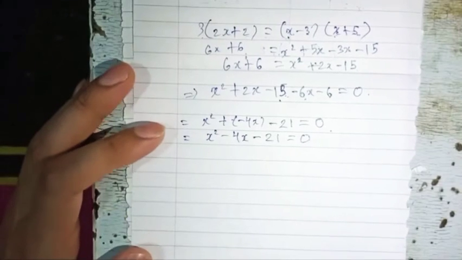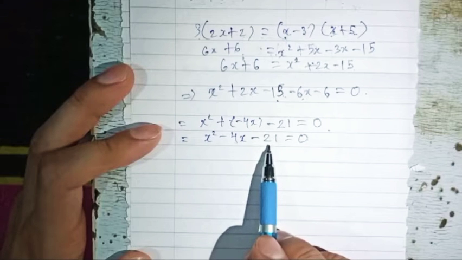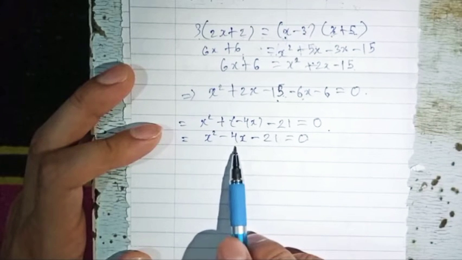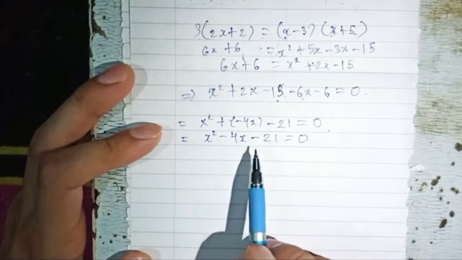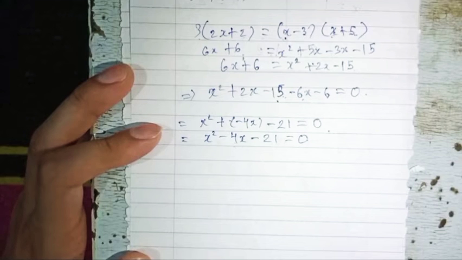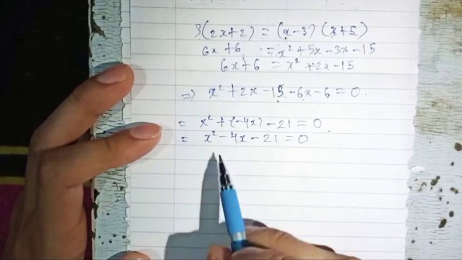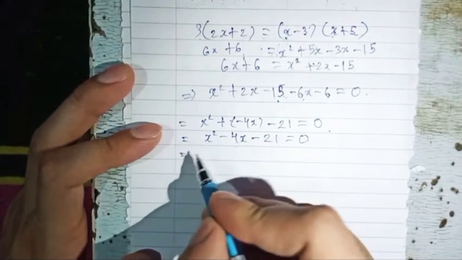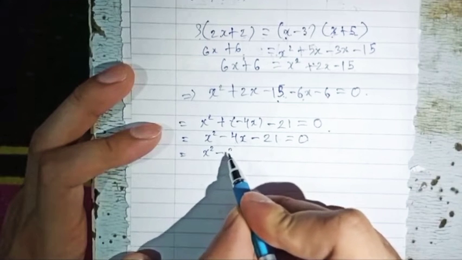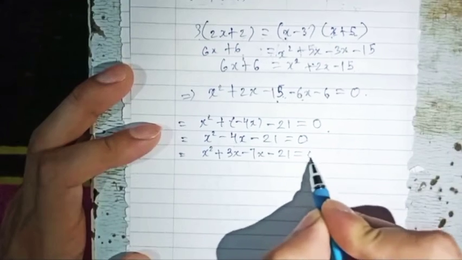So we need two numbers whose sum is minus 4 and whose product is minus 21. First of all, we can see that 7 and 3, 7 3s are 21, and 3 minus 7 is minus 4. 3 multiplied with minus 7 is minus 21. So we can write it as x square plus 3x minus 7x minus 21 is equal to 0.